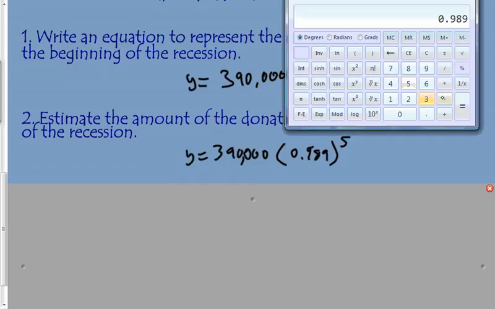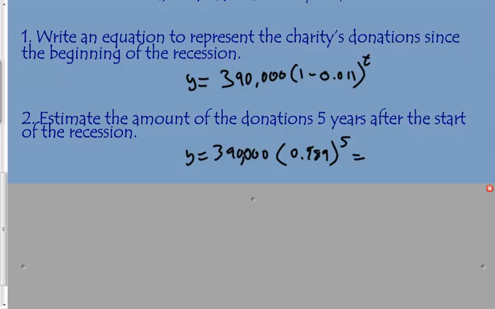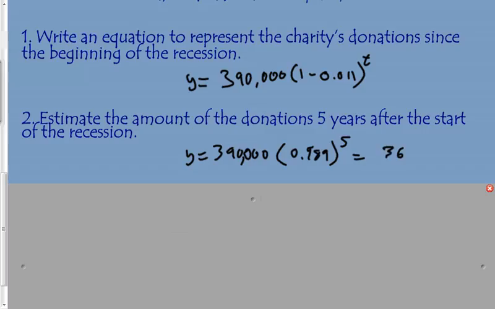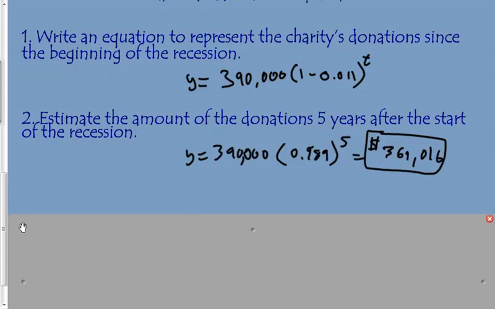So calculator, I'm not going to do that in my head. Raise that to the fifth power and multiply it by 390,000. And I get 369,016. So 5 years later, if that recession continues, they're making that much less per year. That's over 20,000 less per year with their donations, which is kind of sad, but that's how exponential decay works. It goes down exponentially.